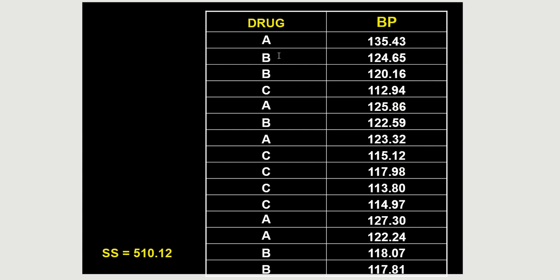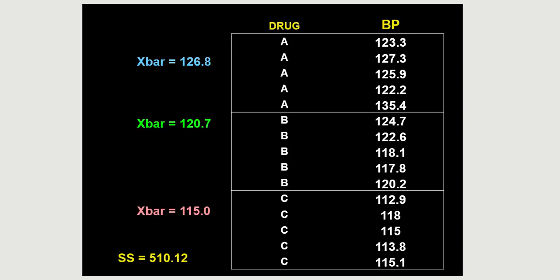Okay, so next what I did is I introduced the grouping variable. Remember, the grouping variable is your independent variable. So it turns out that we have 3 drugs, and every 5 individuals in this study are on a certain drug. So the next thing I'm going to do is sort by drug. Now I have the 5 individuals on drug A together, the 5 individuals on drug B together, and same thing for drug C. And these are the values of the individuals on drug A, drug B, and drug C. All right, so next I calculated the average for drug A, and it came out to be 126.8, the average for drug B 120.7, and the average for drug C came out to be 115.0.